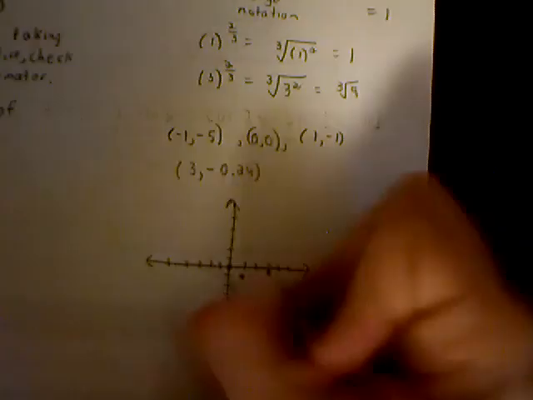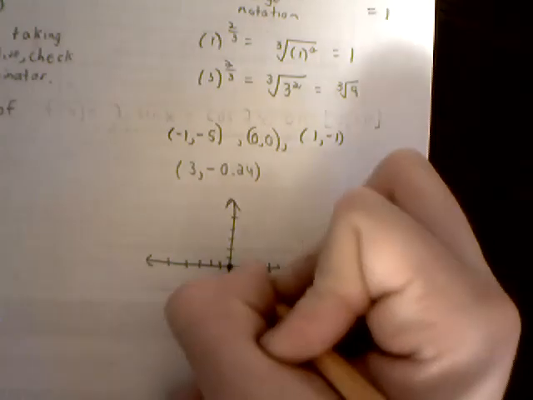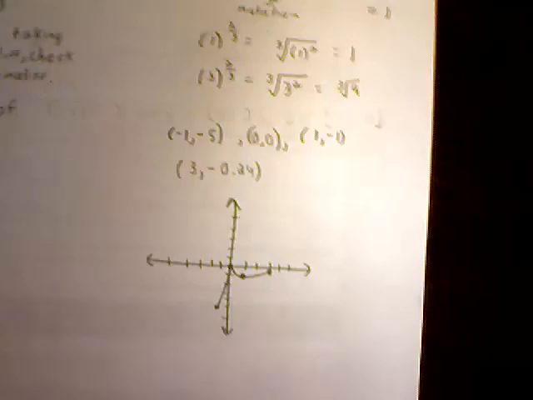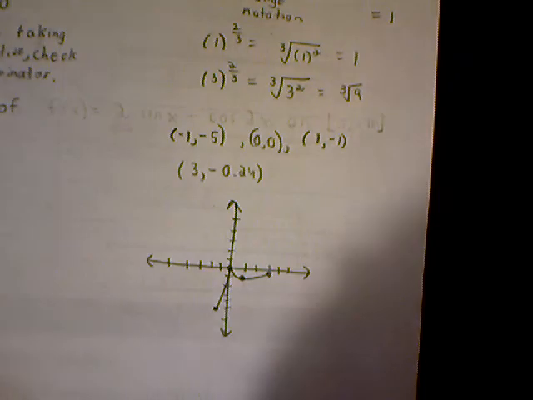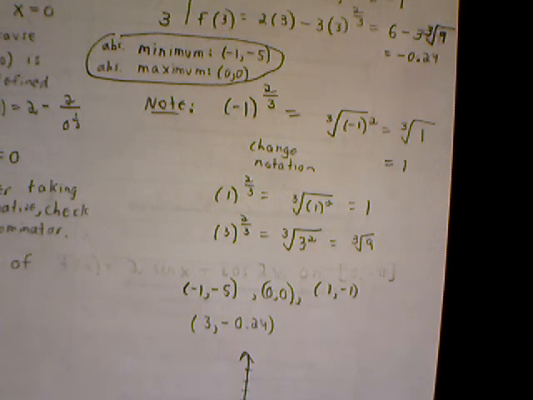Now when I graph, I'm going to have this. And I can see right here I had a cusp at that 0, 0. So if we hadn't identified 0 as being a critical number, we wouldn't have had this correct. So this concludes the introductory lesson on extrema on a closed interval.